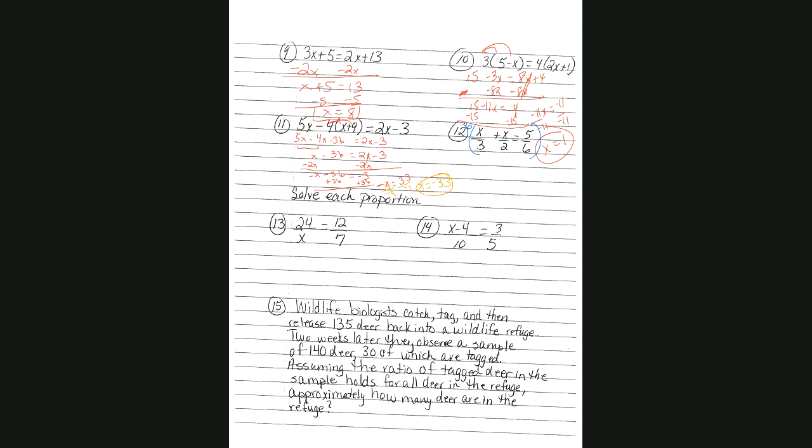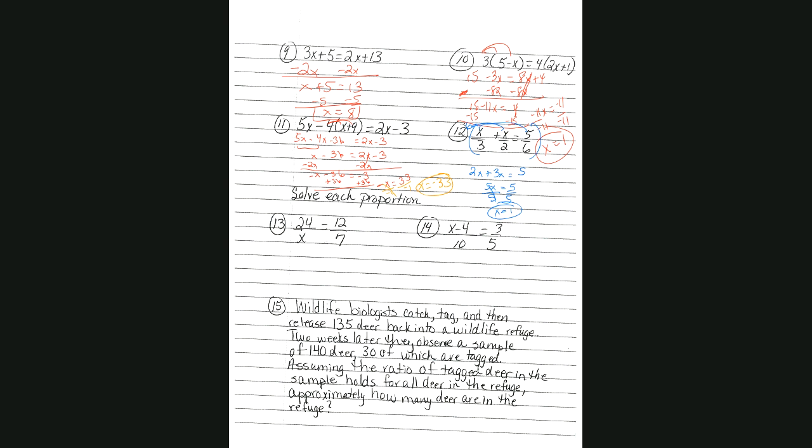I'm really doing 6 times 1/3, which is really 6 over 3, which is 2x. 6 times 1/2, which is 3x, is equal to 6 times 5 over 6, where the 6 is canceling, you just have 5. So now you have 5x equals 5, and divide by 5. X is equal to 1.